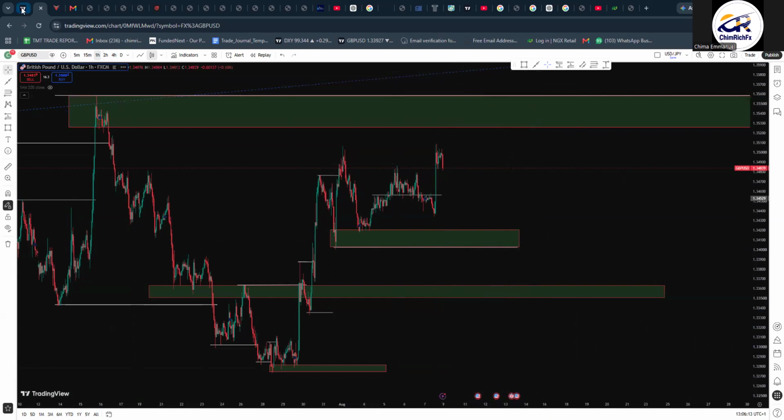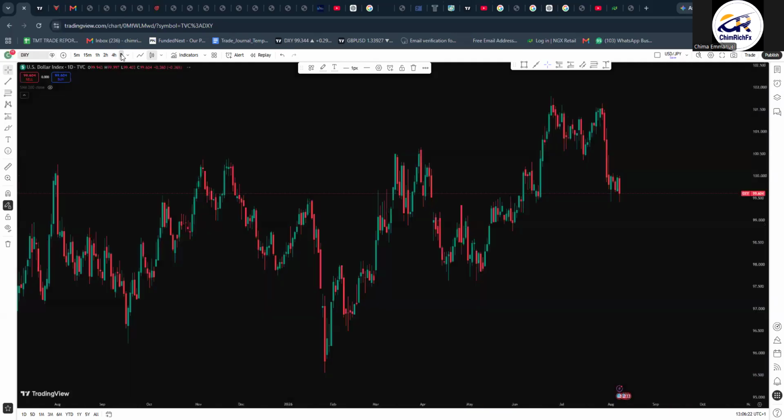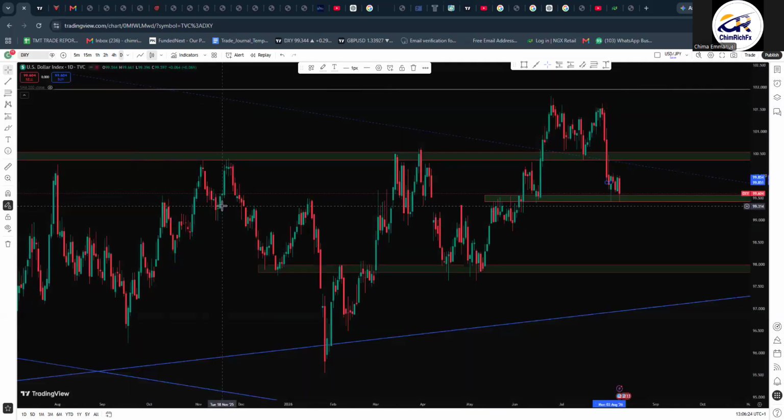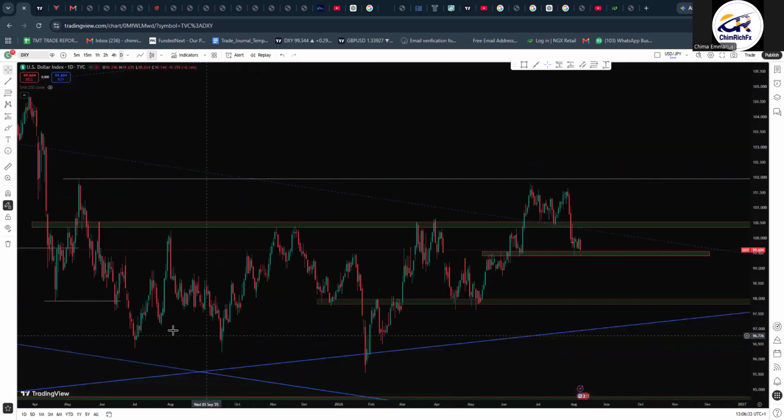When we go to the dollar strength index to compare and contrast, we can see that from the daily, I've marked out my zones already. I have this low taken out. We had this low as well taken out. Then we have this high taken out. So for this, we have something very similar.